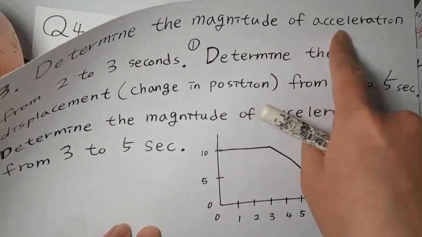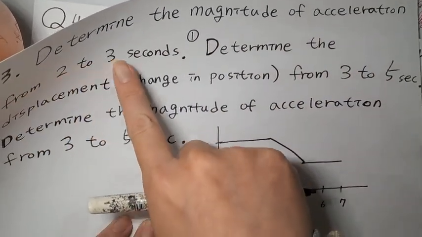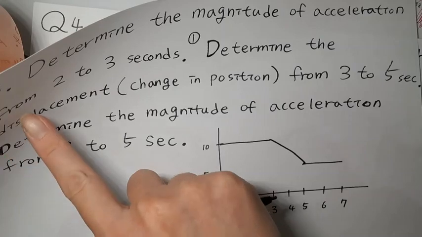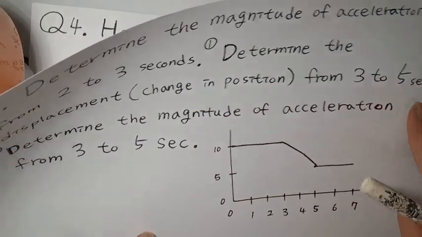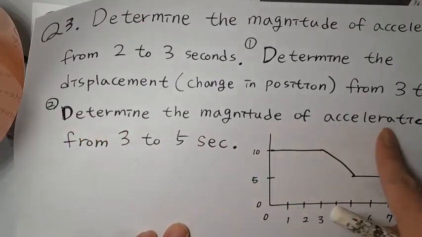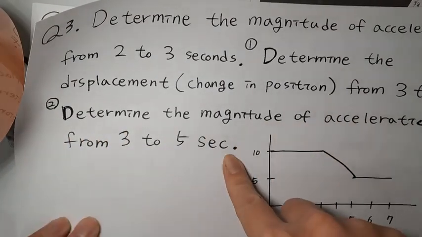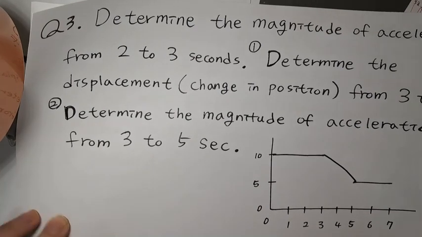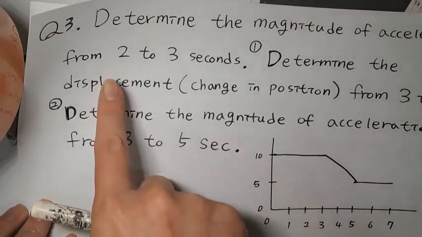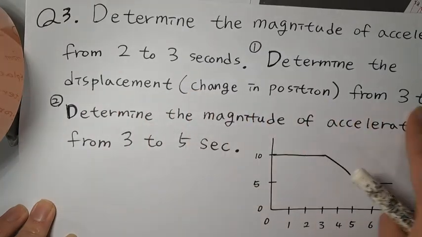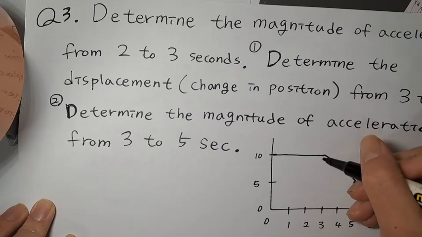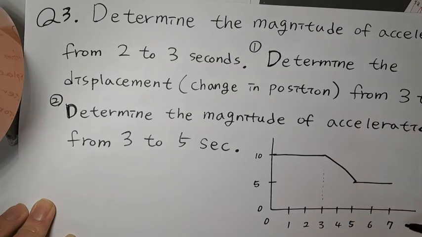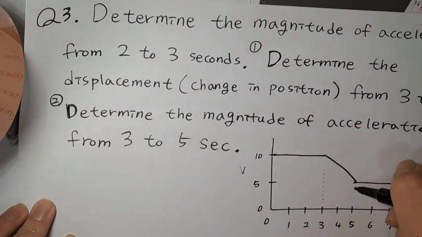Determine the magnitude of acceleration from 2 to 3 seconds. Determine the displacement from 3 to 5 seconds. Determine the magnitude of acceleration from 3 to 5 seconds. So we are going to find the displacement from 3 to 5 seconds. So this is time and this is velocity.